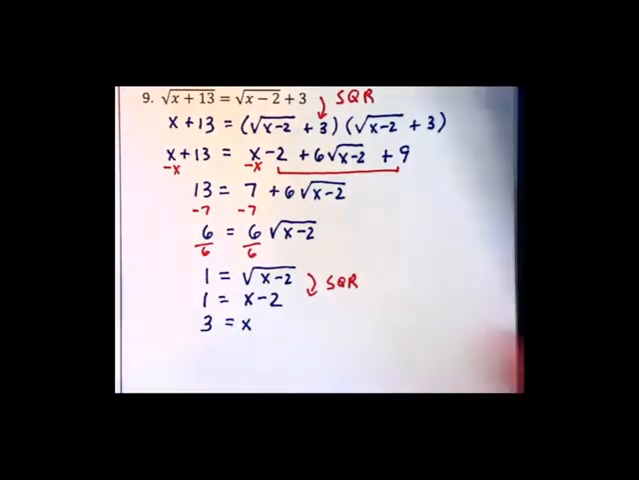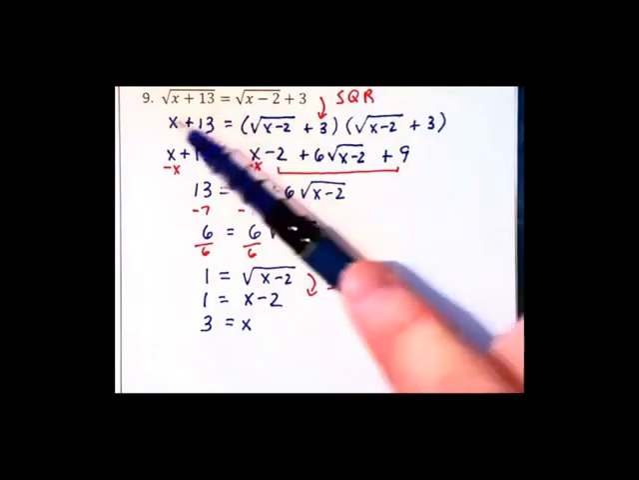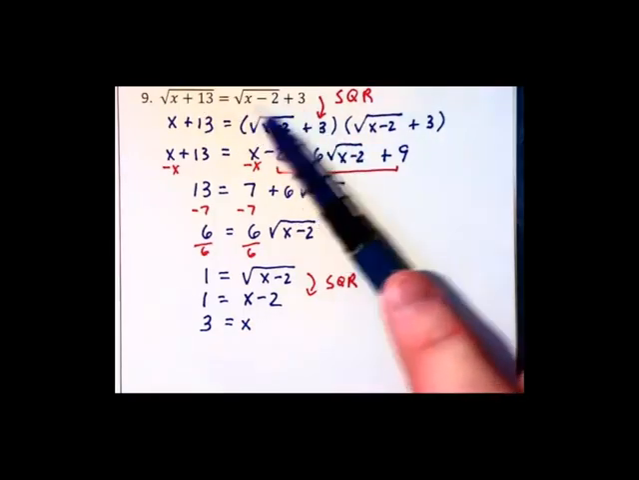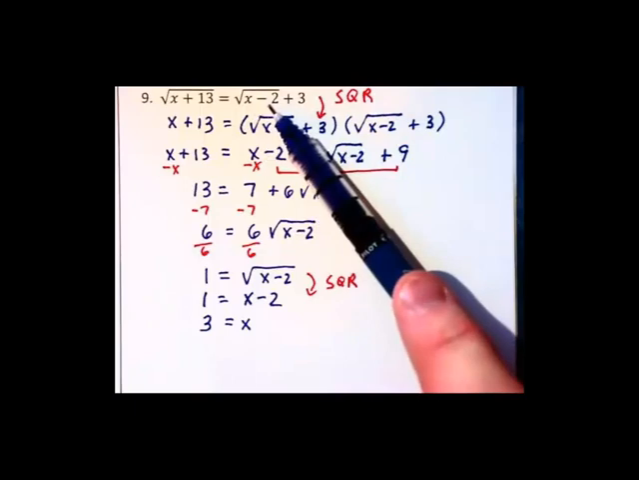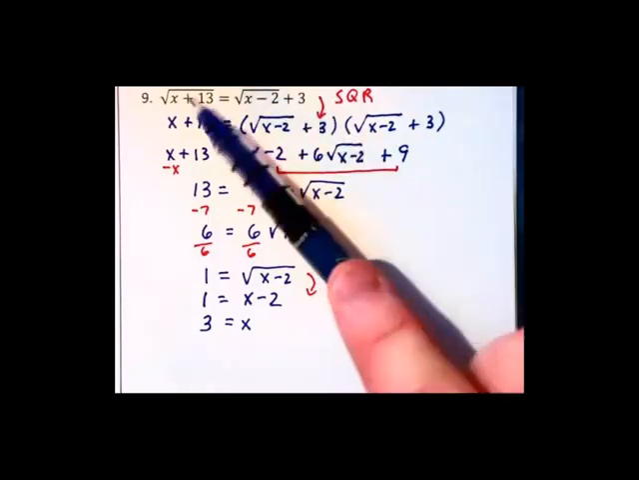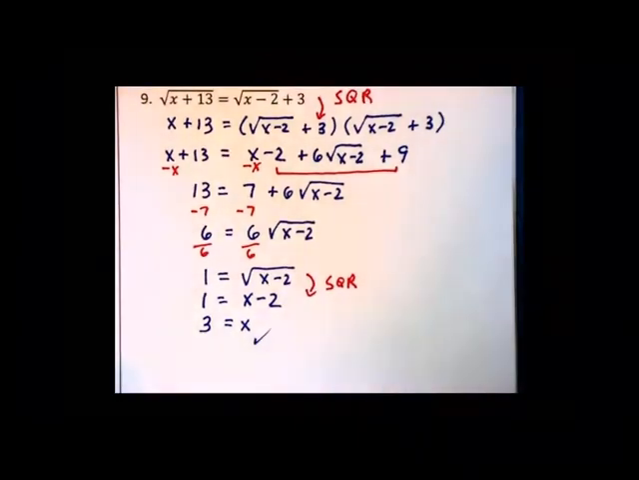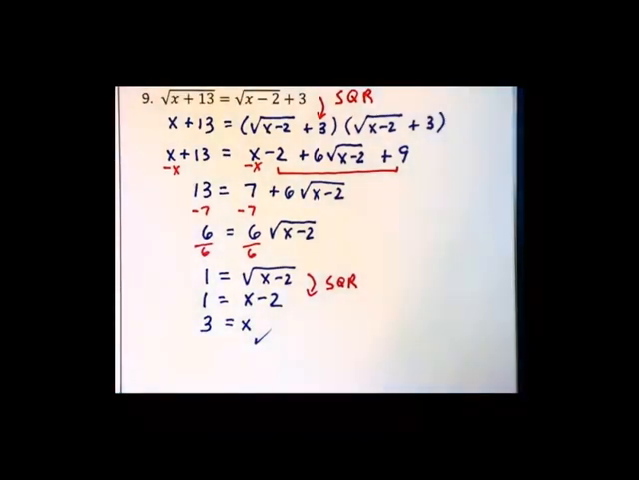Now let's take that 3 and substitute it back in and see if it works. 3 plus 13 is 16, which square roots to give us a 4, so left side 4. On the right, 3 minus 2 is 1, which square roots to 1, plus the 3 makes the 4 that was on the other side. Yeah, so this one does check, and we do have a valid solution. If the 3 did not check, we'd have no solution, and that can happen on these problems.